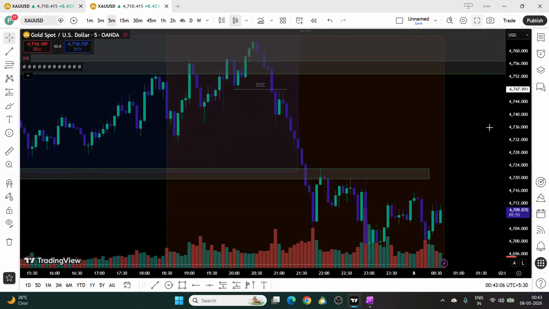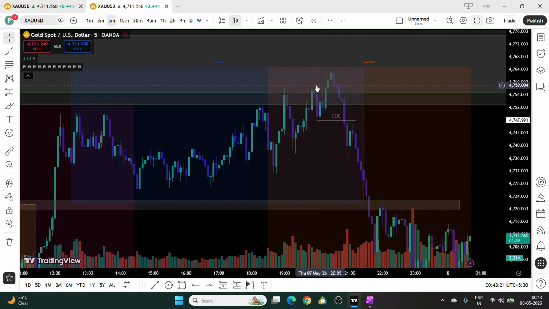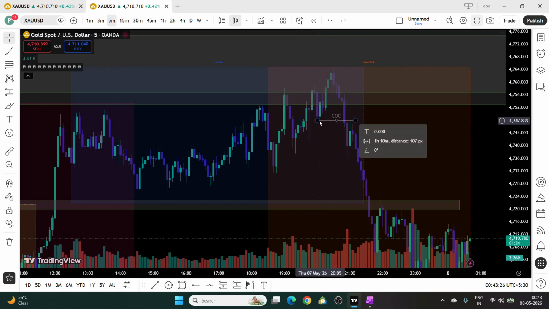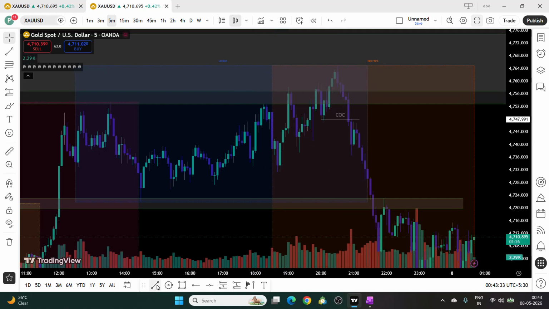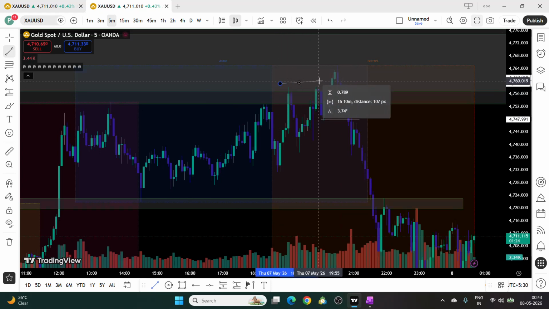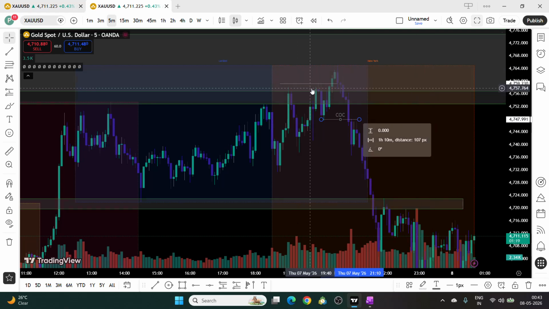If you see this, New York started at 18:30, which is 6:30 Indian time, and then 8 o'clock, which is the New York open time. This is the New York open time, and it has come all the way down, and it wanted to push the market up, and this is a little resistance zone, I can say, and it is pushed.